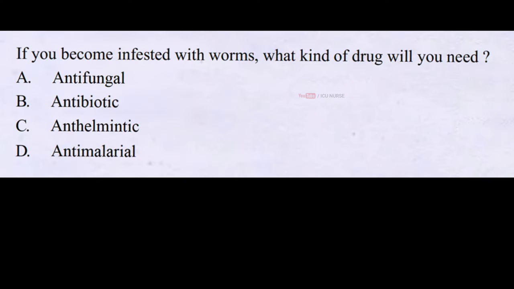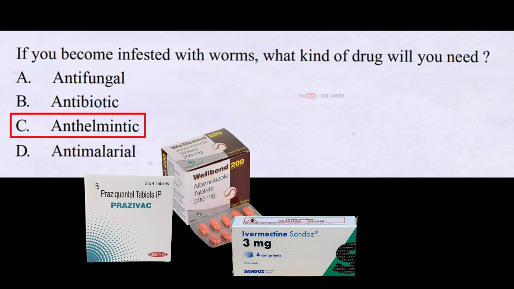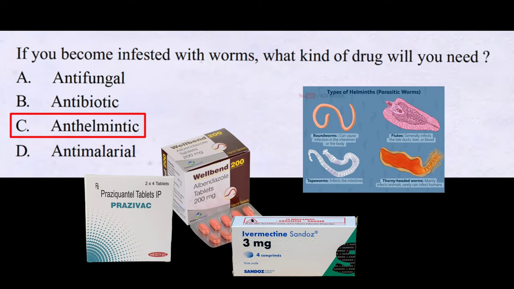If you become infested with worms, what kind of drug will you need? A. Antifungal. B. Antibiotic. C. Antihelminthic. D. Antimalarial. And the correct answer is C. Antihelminthic. Antihelminthics are a type of medicine that kills helminths. Helminths are worm-like parasites such as flukes, roundworms, and tapeworms.